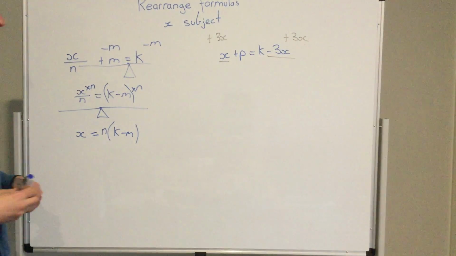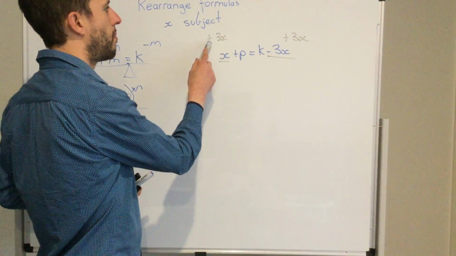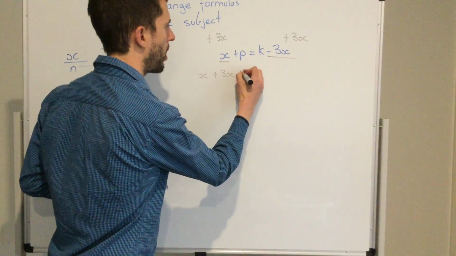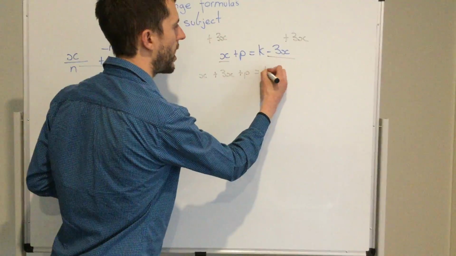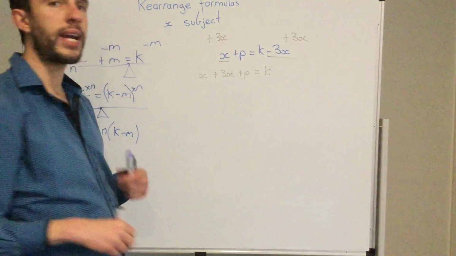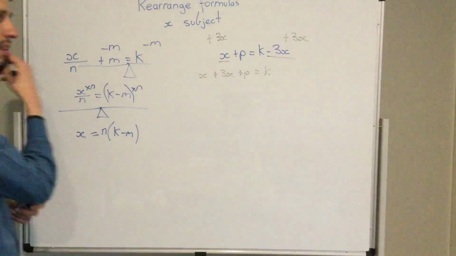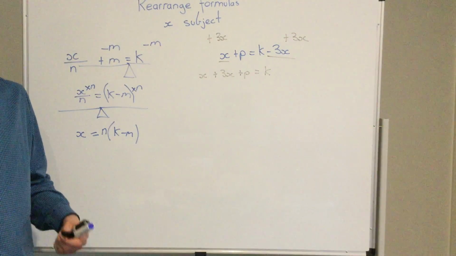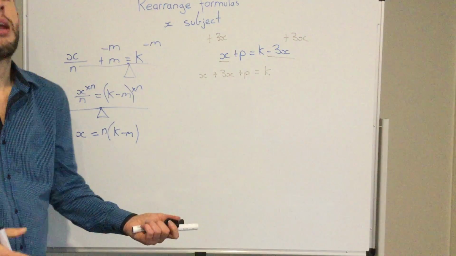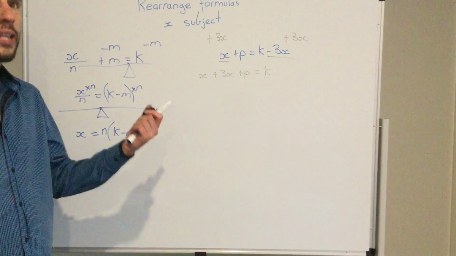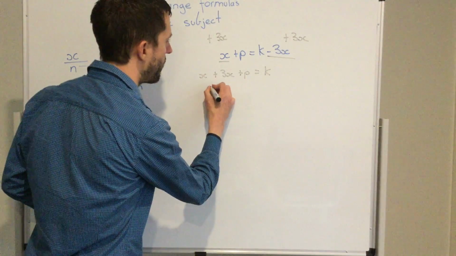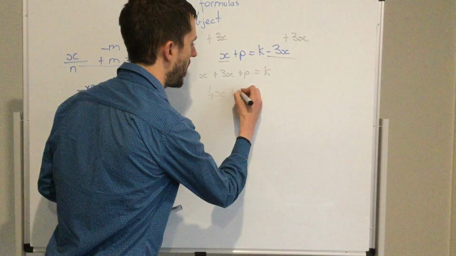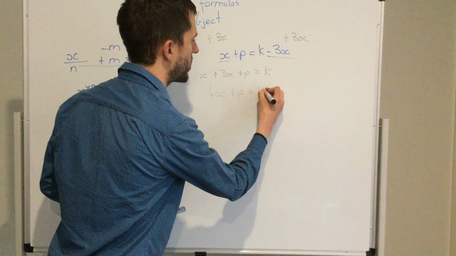And then I'm going to rewrite it. X plus 3x plus p equals k, because negative 3x plus 3x cancels out. Then up here, if I've got 1x and adding an extra 3x, it's like me saying I've got one apple and I'm adding 3 apples. They are the same. So that means I have 4 apples in total. 4x plus p equals k.